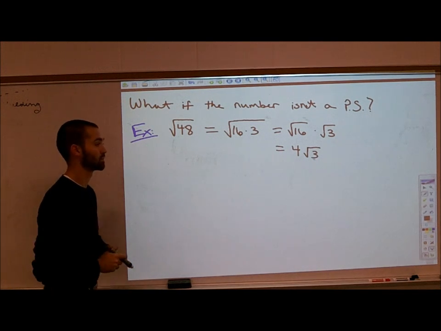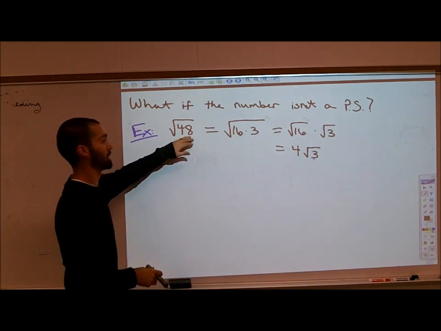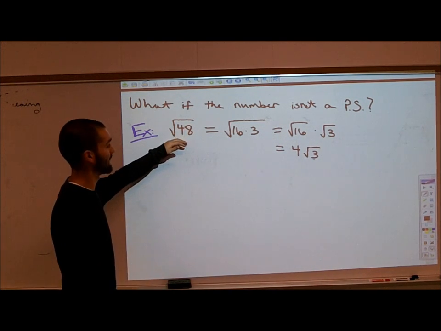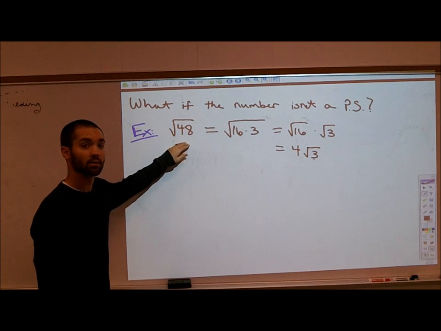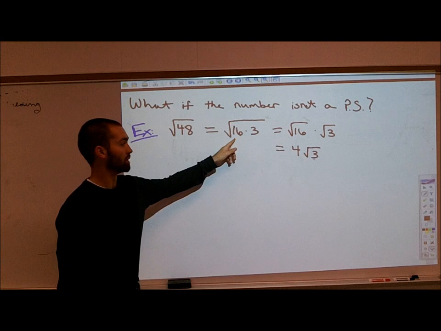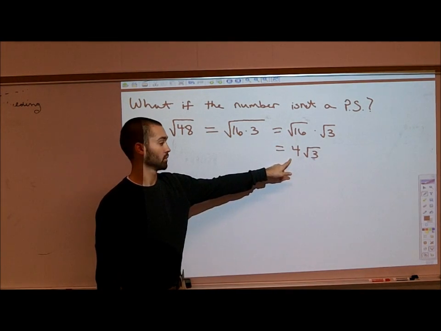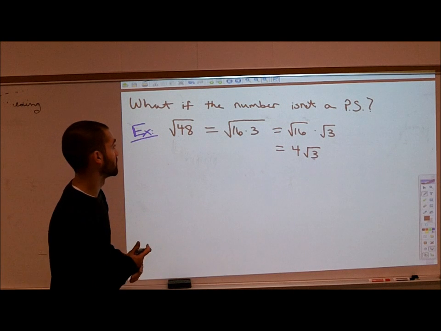Okay? So again, the process we went through. Is this a perfect square? It's not. We want to break it down so that we have a factor of 48 that is a perfect square. Well, in this case it was 16. We can take the square root of 16 to get 4. Okay? So, now it's your turn.